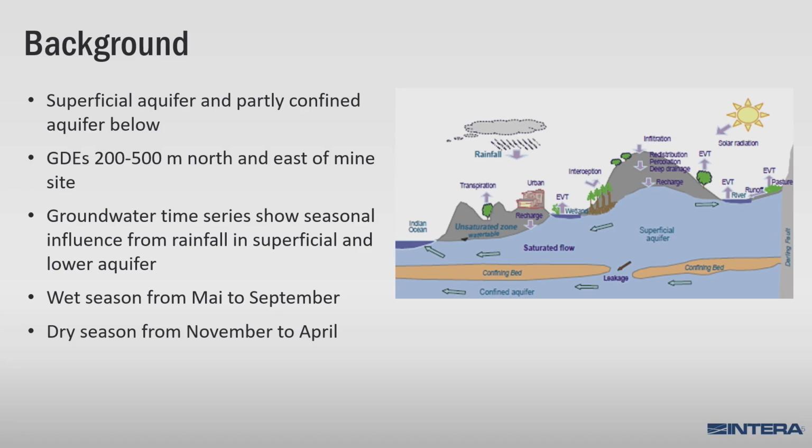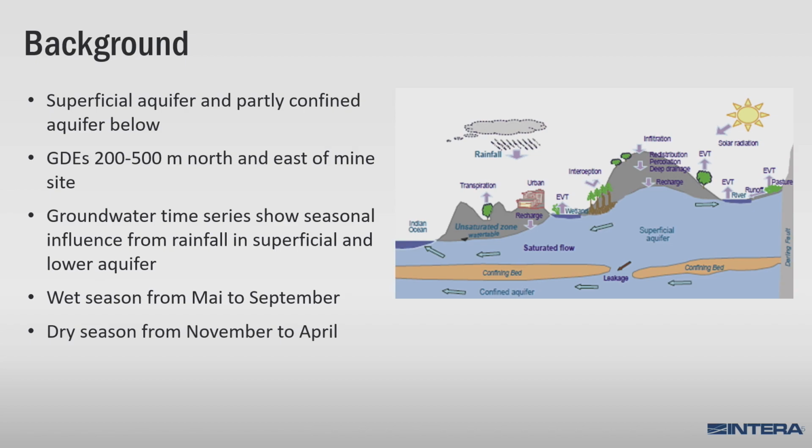Let's see. We have on the east the hills, and on the west the Indian Ocean. The groundwater flow is roughly from east to west. There's a shallow superficial aquifer on top and a deeper aquifer below, which is partly confined, but they are connected in some areas. The system is mainly driven by the amount of rainfall. Surface water has a minor influence on the groundwater level.